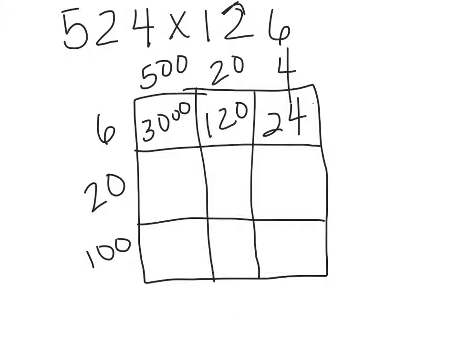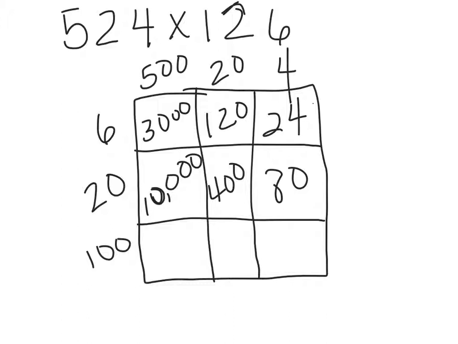Next row, 500 times 20, I get 10 when I multiply 5 times 2, and then 100 times 10 gives me 3 zeros to get to the thousands place, which gives me an answer of 10,000. 20 times 20, I get 400, and 20 times 4 gives me 80.